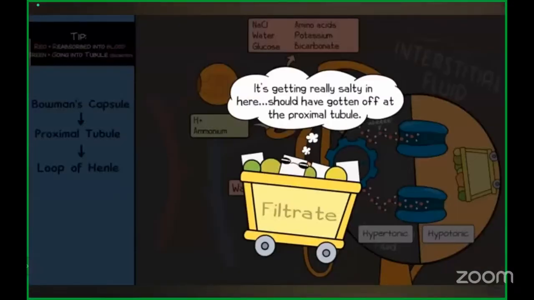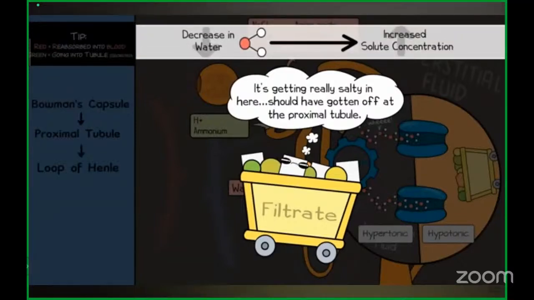Now, the descending limb of Henle doesn't have channels for most solutes, like salt, and so NaCl is stuck in the nephron. So you descend down and water continues to exit. The solute concentration inside the filtrate of this descending limb continues to increase.